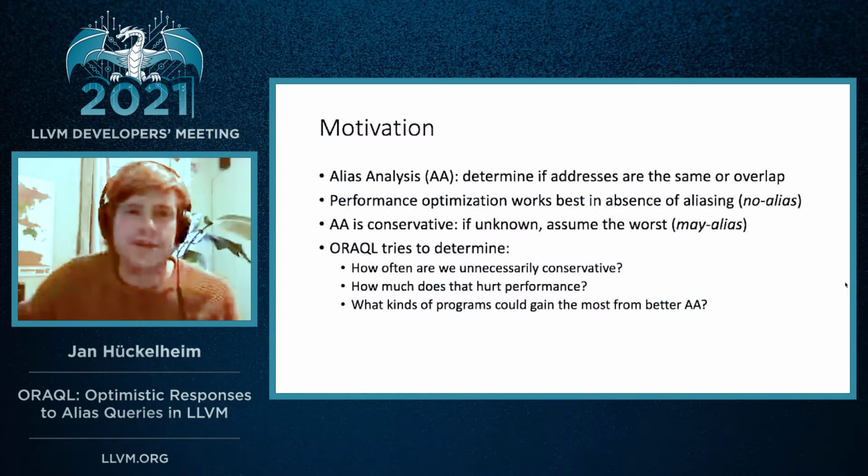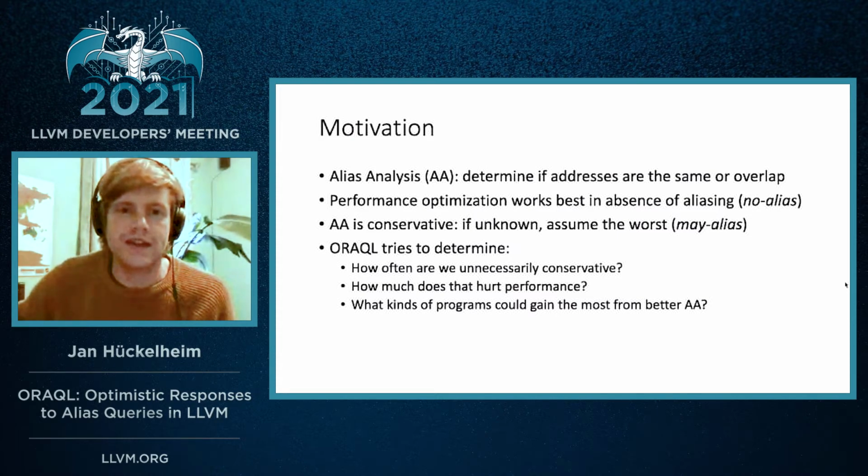I'm going to start by motivating this work. As you probably know, alias analysis is a type of analysis that lives in most compilers and in particular in LLVM. It tries to determine, given two memory addresses, whether they point to the same memory location or to overlapping memory locations. This is important for a lot of performance optimization that happens after alias analysis in compilers. And performance optimization generally works best if we can establish the absence of aliasing, or no alias, in other words.